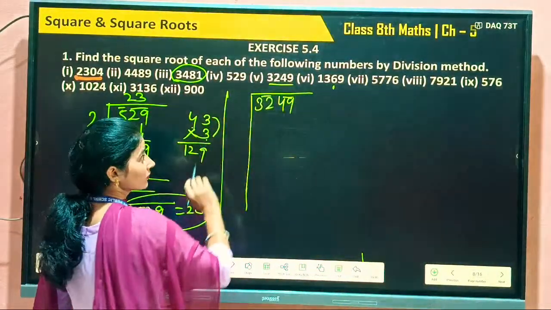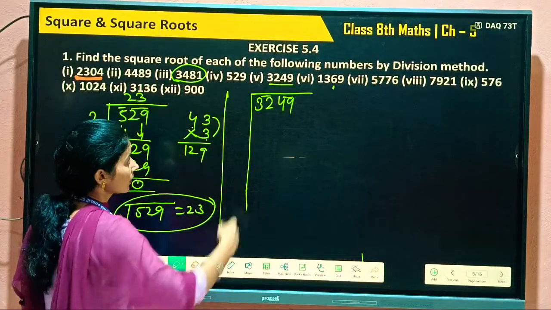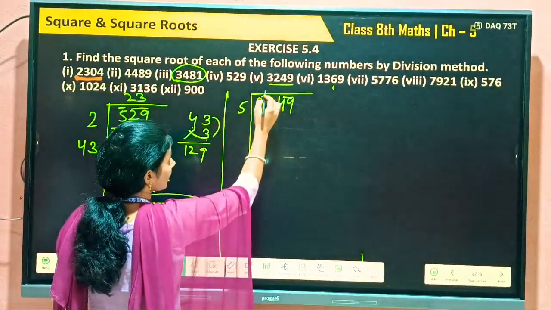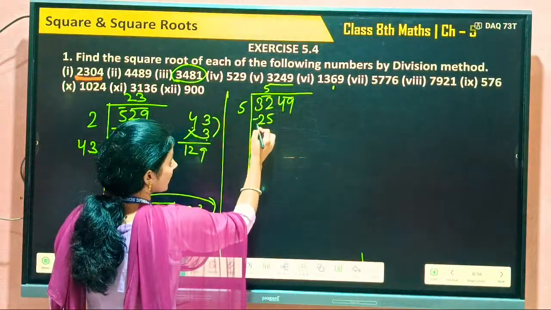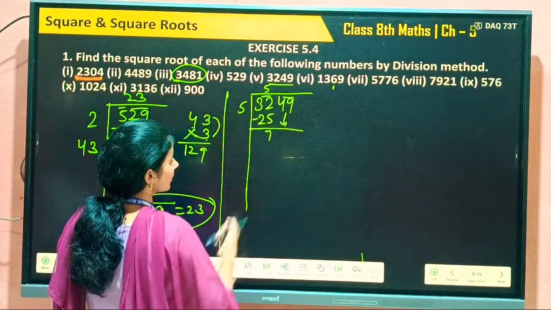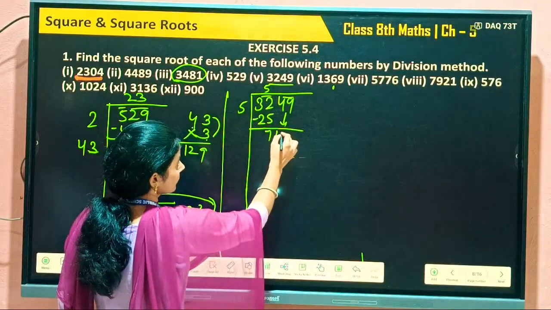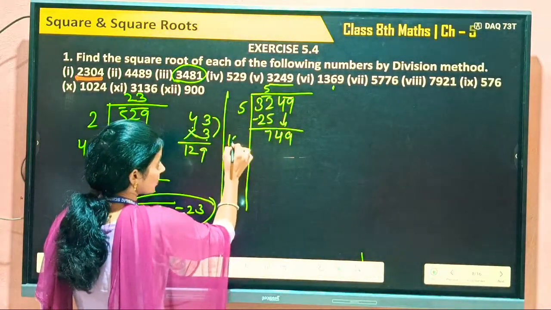5 5s are 25 and 6 6s are 36. 36 will be more than this 32. Then we need to think about 5. 5 5s are 25. What will be the remainder? 32 minus 25, 7. Carry down the next pair, 49. Double of this quotient is 10.